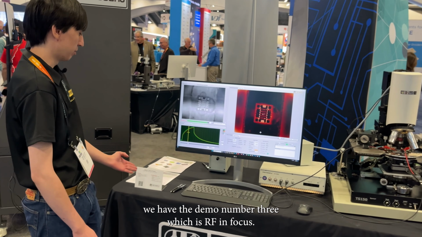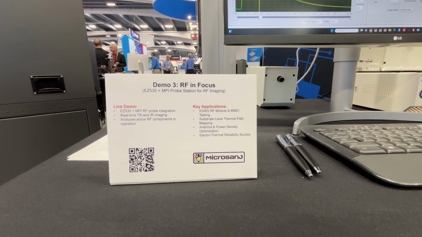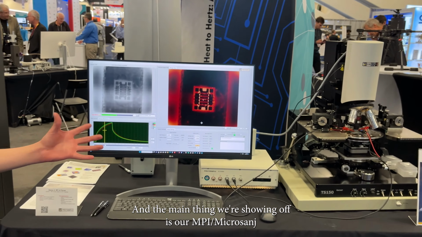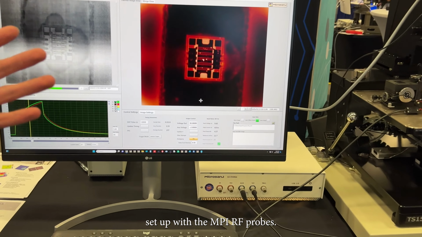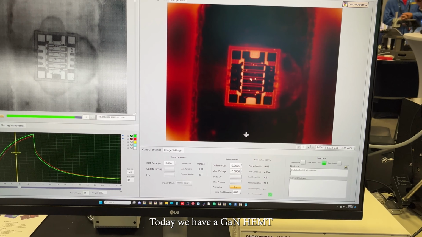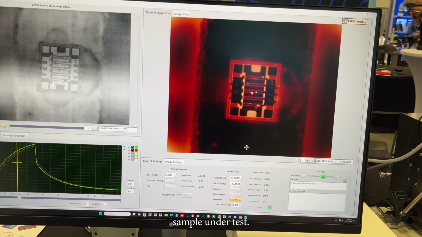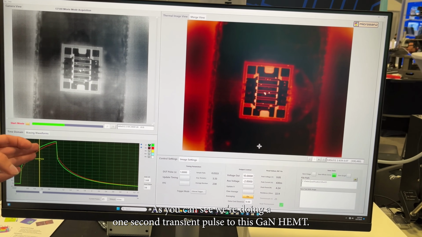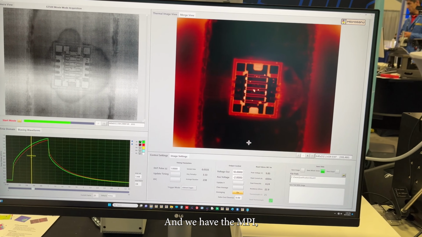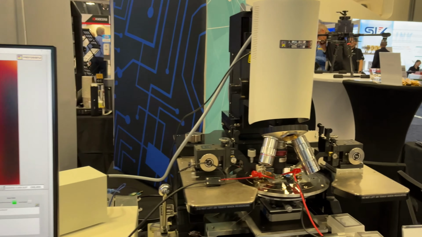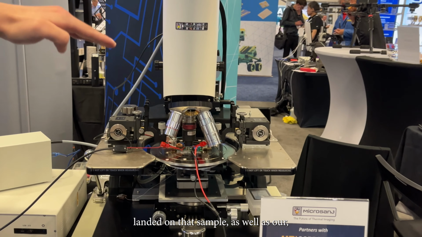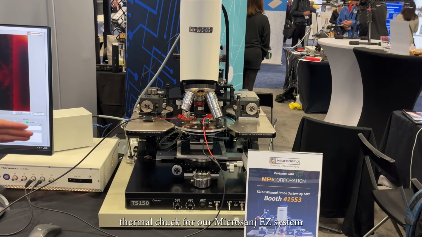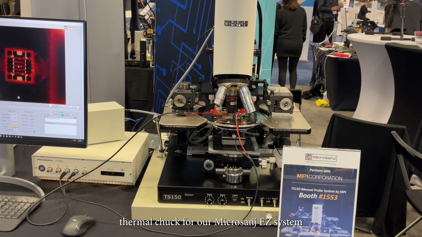Today we have demo number 3, which is RF in focus, and the main thing we're showing off is our MPI/Microsanj setup with the MPI RF probes. Today we have a GaN-HEMT sample under test. As you can see, we're doing a 1 second transient pulse to this GaN-HEMT, and we have the MPI RF probes landed on that sample, as well as our thermal chuck for our Microsanj Easy system.